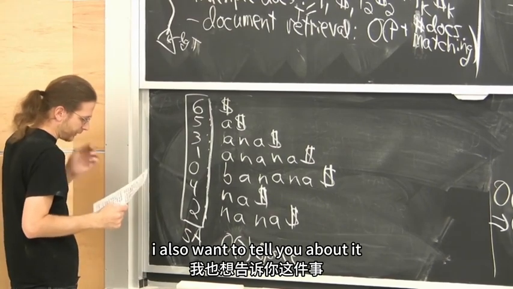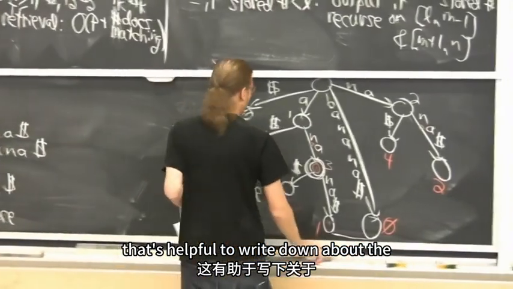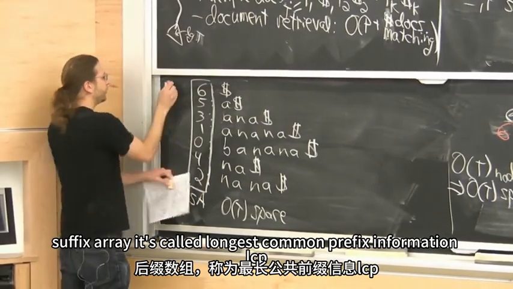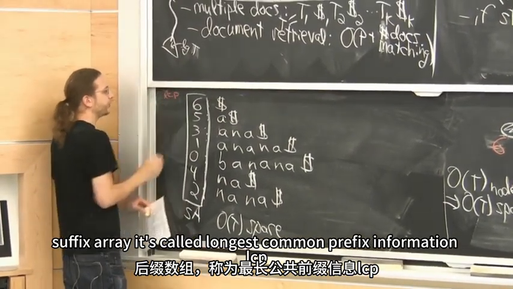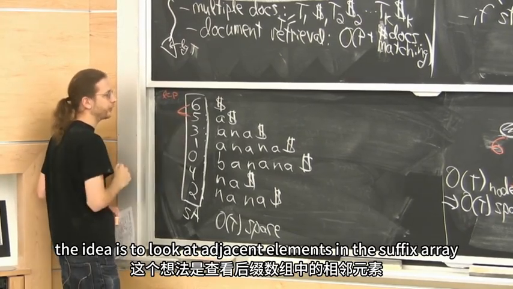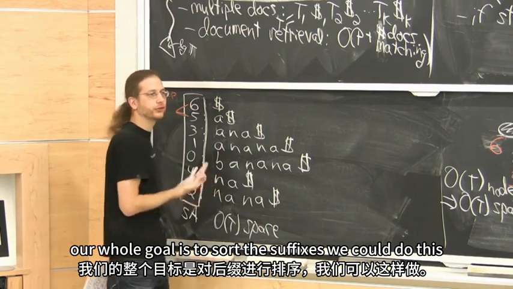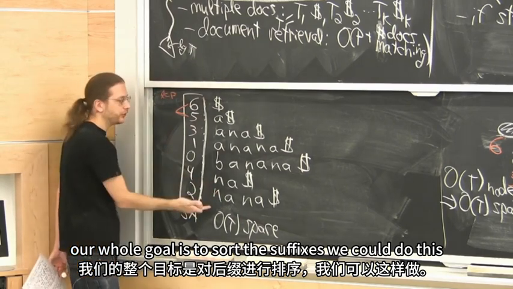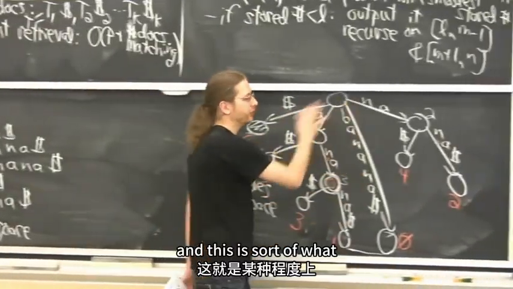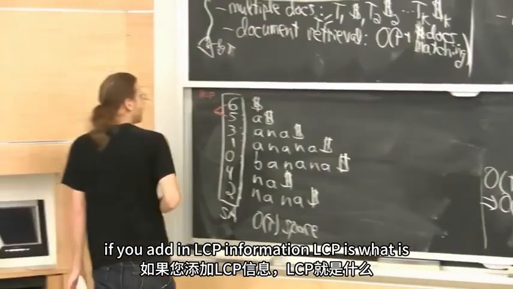What else do I want to tell you about it? There's some other information that's helpful to write down about the suffix array. It's called longest common prefix information, LCP. The idea is to look at adjacent elements in the suffix array. In some sense, this represents the same information, right? Our whole goal is to sort the suffixes. If we could do this, then, as we'll see, we can also build this. And this is sort of what we really want. The suffix array by itself is pretty good if you add in LCP information.